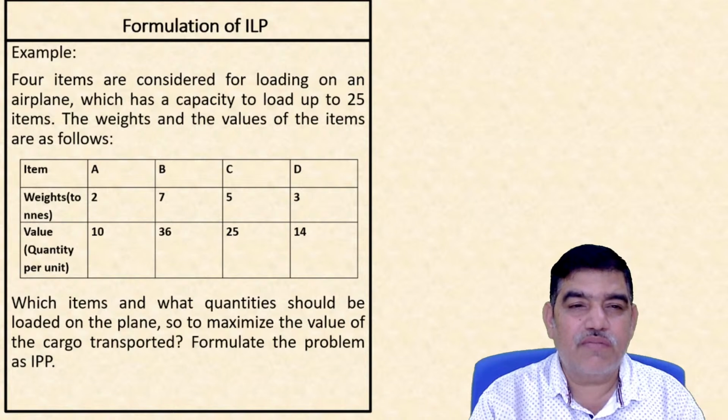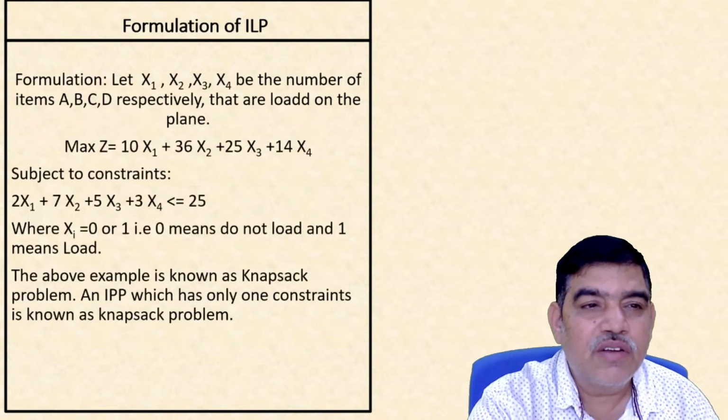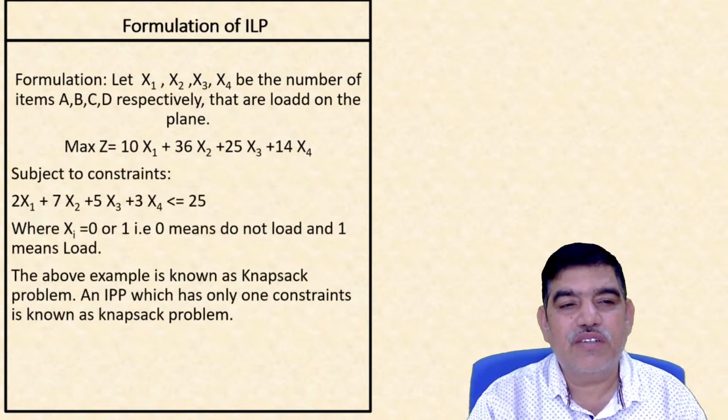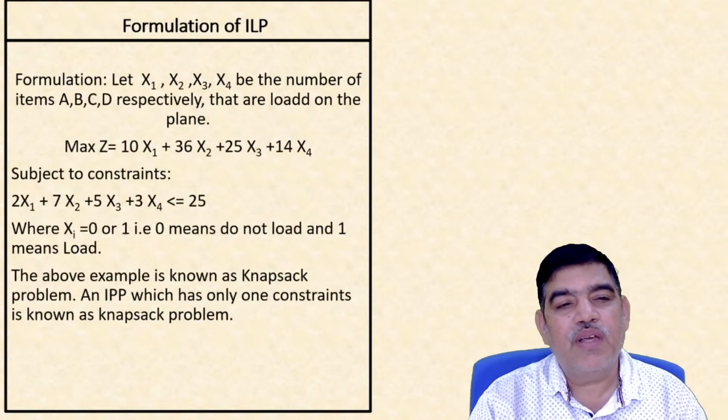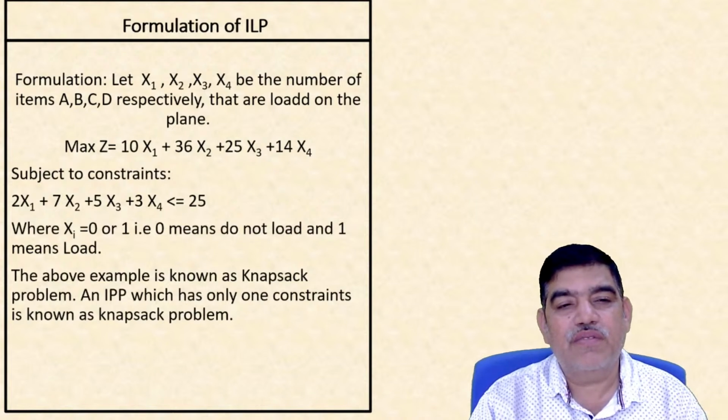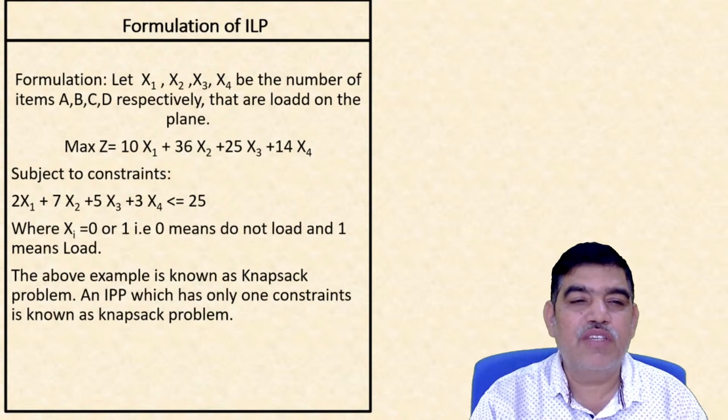This is the question. But what is mentioned in the question? There are 4 items. The weights are given. The value per unit quantity is also given. But there is a restriction: the capacity to load up to 25 items. So let us consider how to formulate. I'm explaining here. Let x1, x2, x3, x4 be the decision variables for the 4 items A, B, C, D respectively, that are loaded on the plane.